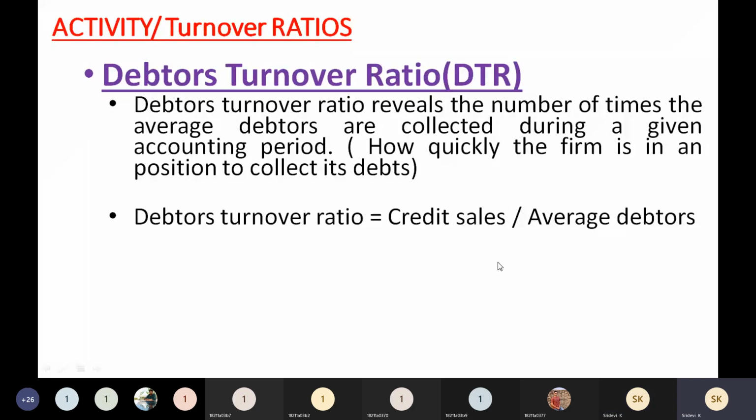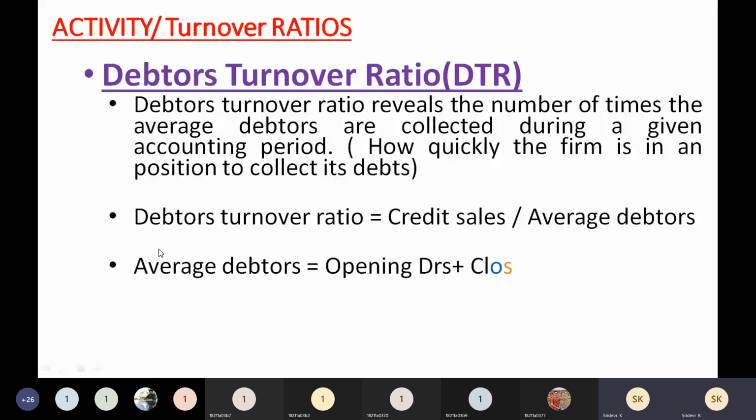Okay. So average debtors means nothing but opening debtors plus closing debtors divided by 2. Opening debtors are nothing but the debtors at the beginning of the year. Closing means at the end of the year. So debtors can be shown here as DRS. DRS indicates debtors. In short, we can show like this, DRS.